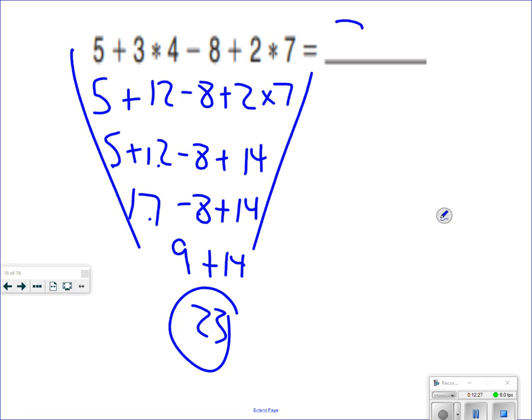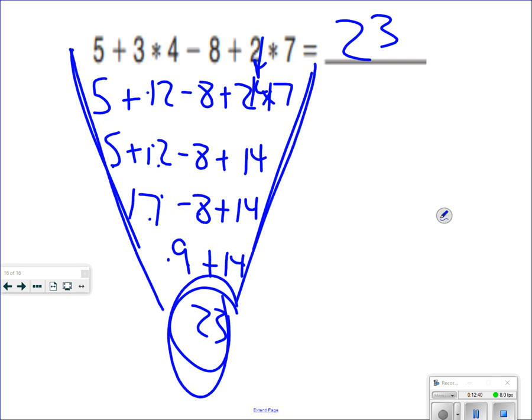Makes a nice funnel. I'll never make a mistake as long as I am doing that. As you can tell, I did not put a 14 here right away. I did one thing at a time. As long as you do that, you will have a perfect funnel with an answer at the end. That is correct. Good luck.